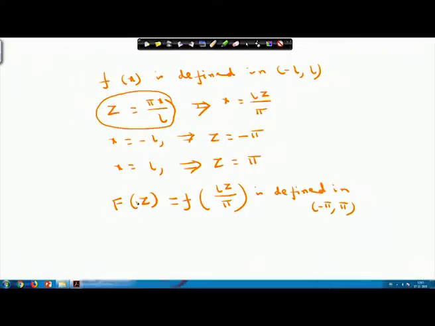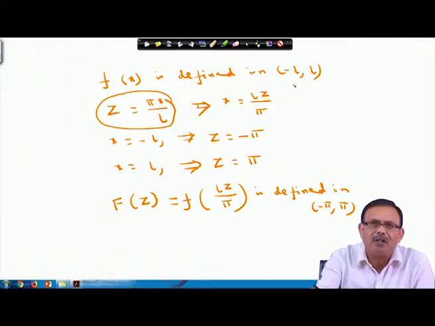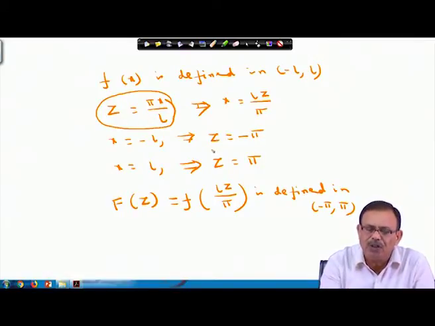So, please note this one: I had the original problem f(x) defined in minus L to L. I am making the substitution z equals pi x by L. By that way, z is now moving from minus pi to pi. So my original problem f(x) is now replaced by a new function capital F(z), which is nothing but f of L z by pi, and which is defined in minus pi to pi. So capital F(z) can be expanded in terms of Fourier series.